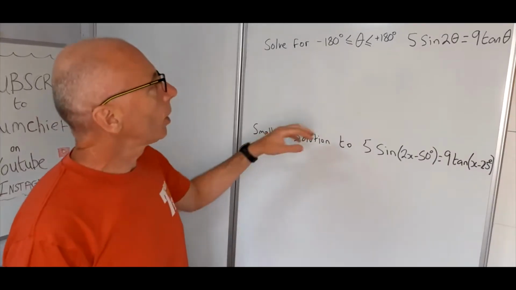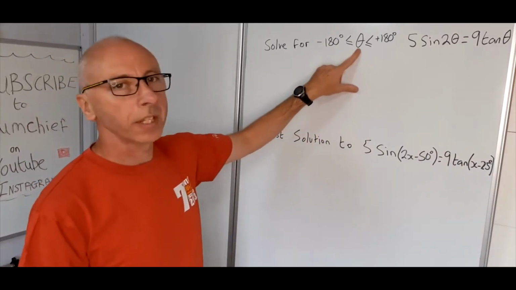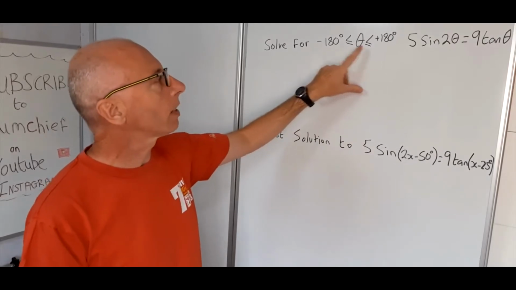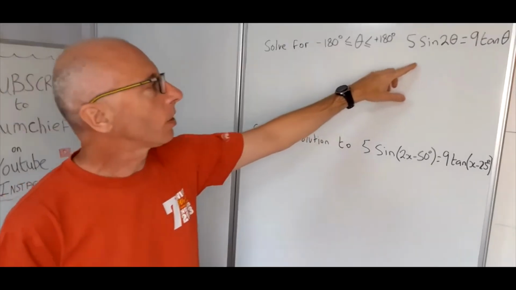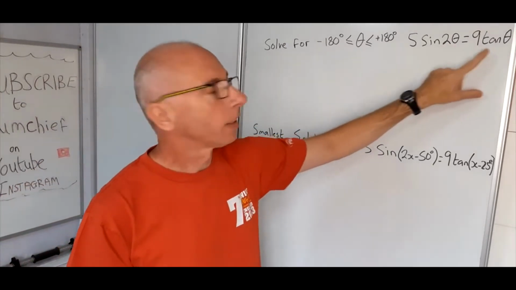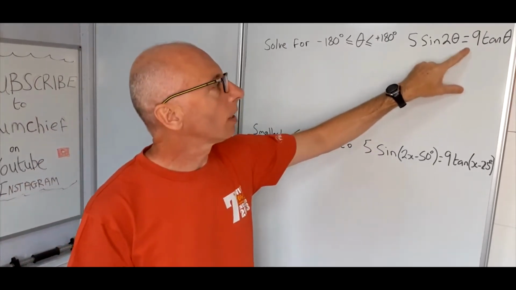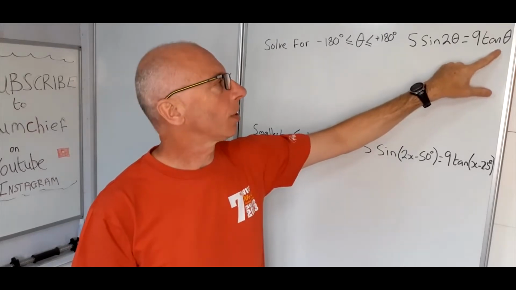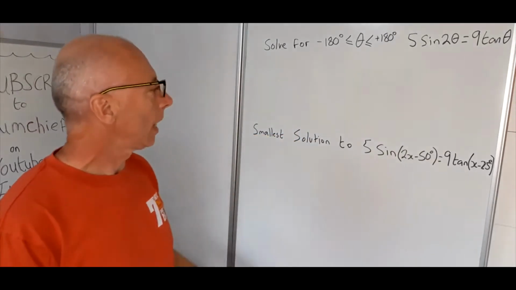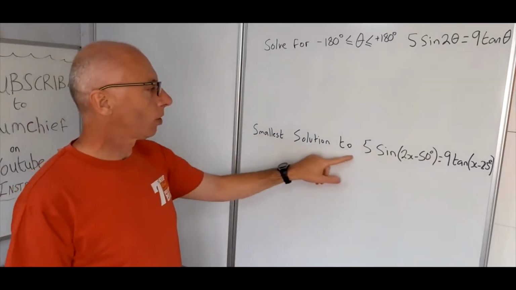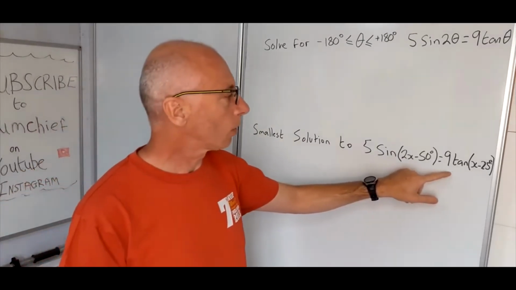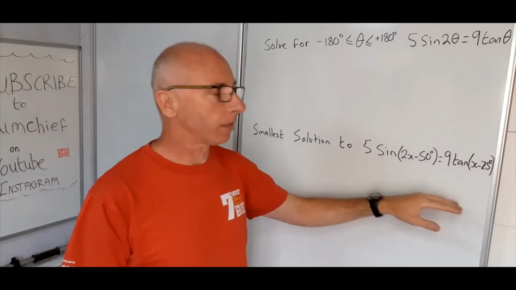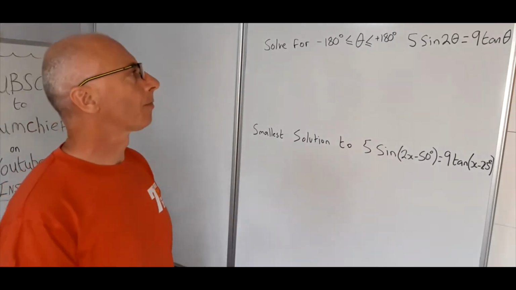Okay, so we've got a question here, and it's for theta in the range of minus 180 to positive 180 inclusive. We need to solve for theta in this function here: 5 sine 2 theta equals 9 times tangent theta. And then we've got a question later: find the smallest solution to 5 times sine of 2x minus 50 equals 9 tan x minus 25. But we'll come to that one later.